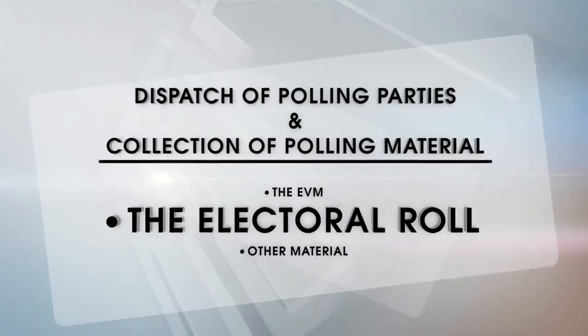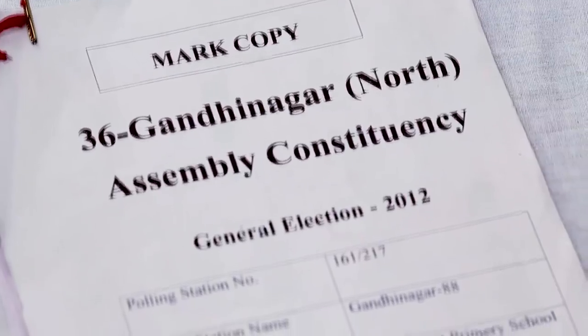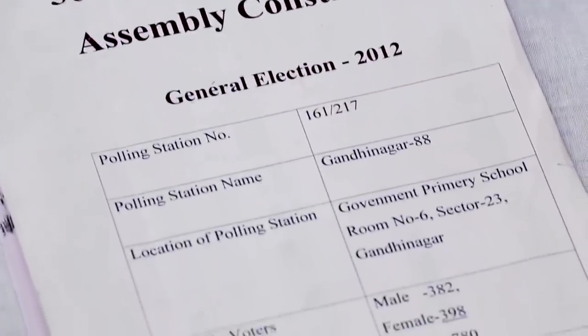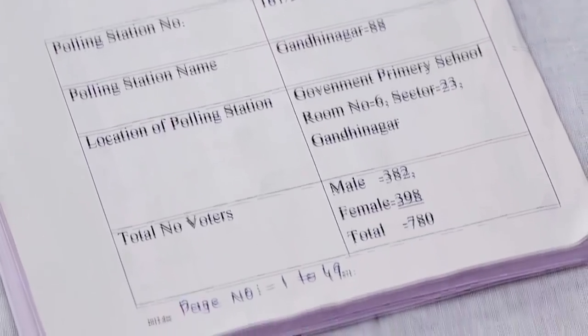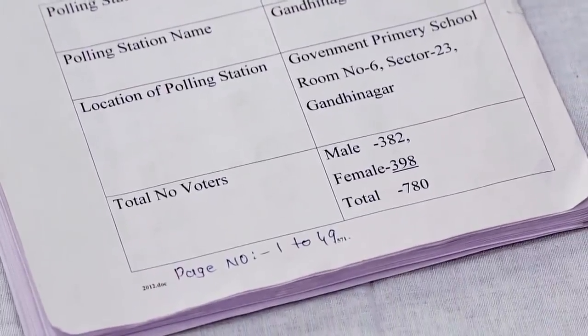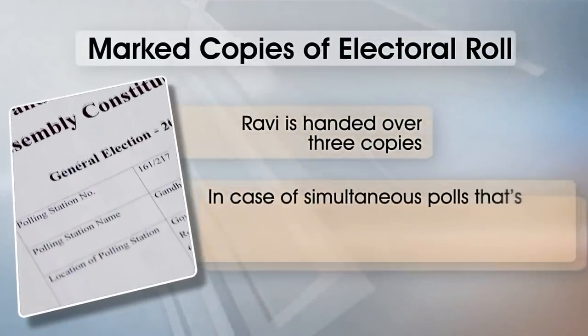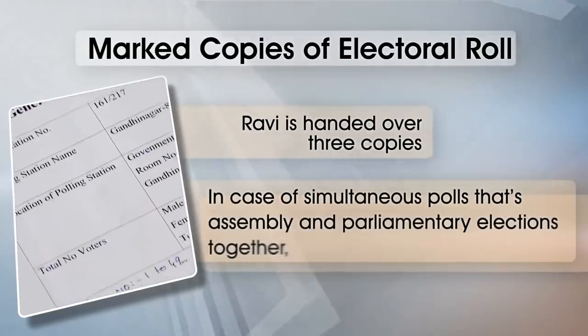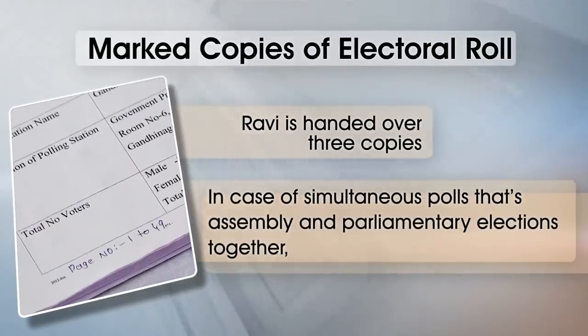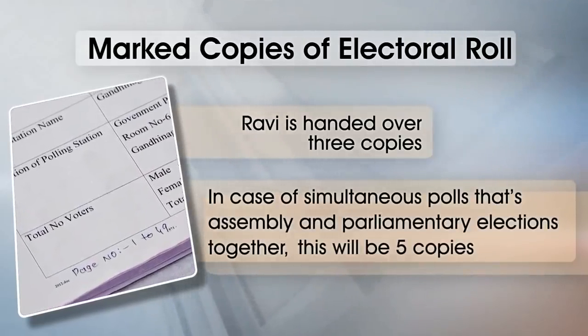The electoral roll. The marked copy of the electoral roll is the most important polling document for a PRO and his team. Ravi is handed over 3 copies. In case of simultaneous polls, that's assembly and parliamentary elections together, this will be 5 copies.